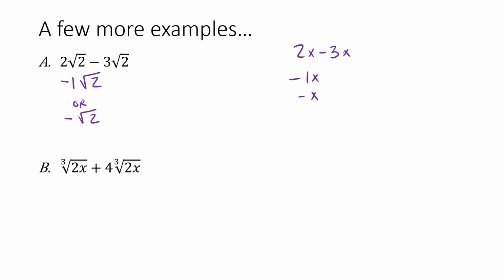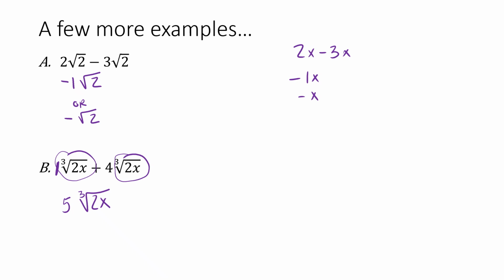Now, I mentioned at the outset we would take a look at some higher order roots, because the same principles hold. So we have the cube root of 2x plus 4 cube root of 2x. In this case, this is the thing that we're treating like a variable, the cube root of 2x. So if I have 1 cube root of 2x plus 4 cube root of 2x, that is 5 cube root of 2x.